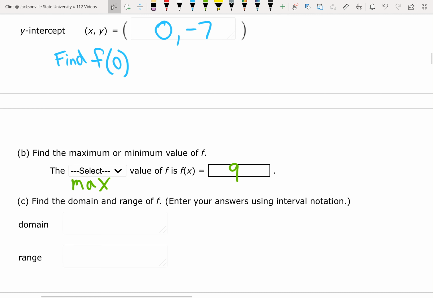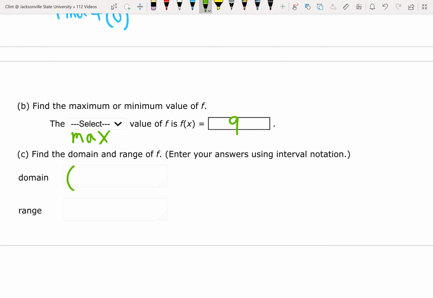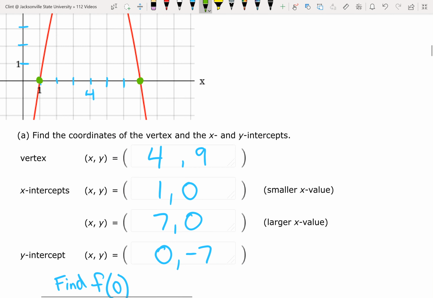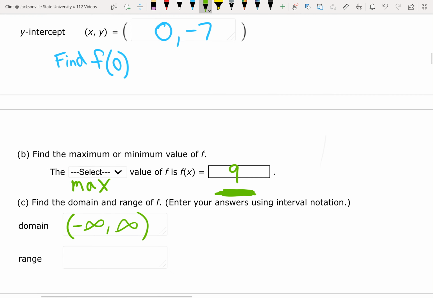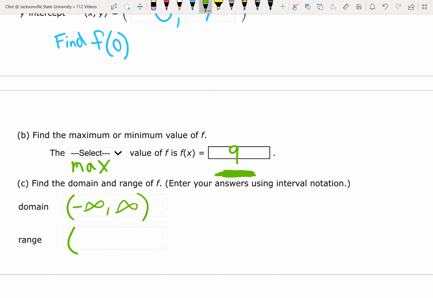So the domain, remember on these, the domain for quadratic functions is always going to be negative infinity to infinity. Don't have to think too hard about that. That's okay to memorize. And then the range, we said the biggest our function gets is 9. So how small can it get? Well, these things go down forever. So the smallest our y values can be is negative infinity, and then we go all the way up to 9. We said that was our maximum. Okay, so there's our range.